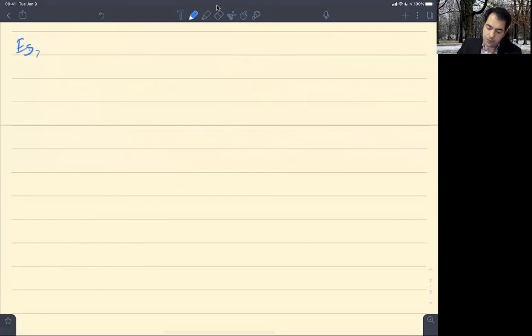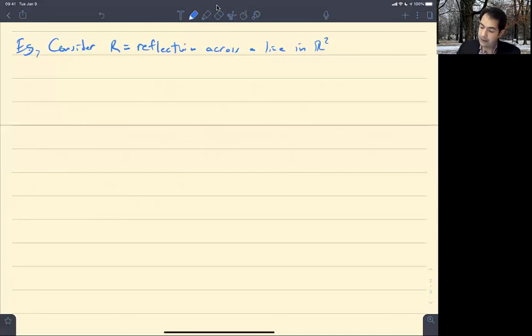Right, so let's consider T given by reflection across a line in R2. Actually, let's go ahead and call it R, since that's what we've done before. Right, so the picture here, as before, you have this line. This is terrible. Okay, you have this line, you have this vector v, and then you reflect it across the line to get Rv.